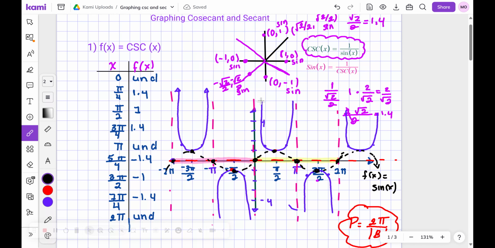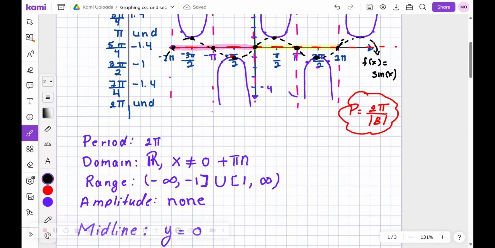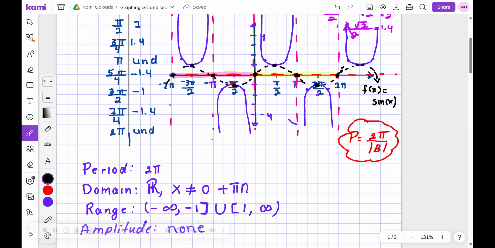And then your maximum of sine will be the minimum of your cosecant. And then you just add that 4 over here, see? So this is 1.4. So the minimum of your sine will be the maximum of your cosecant all the time. So that's a trick that we use. We graph sine, and then from sine, we get cosecant. And I'll show you what I'm talking about in a problem later, okay? So those are the key features, and that's your graph.